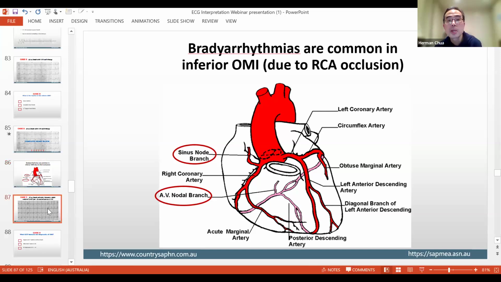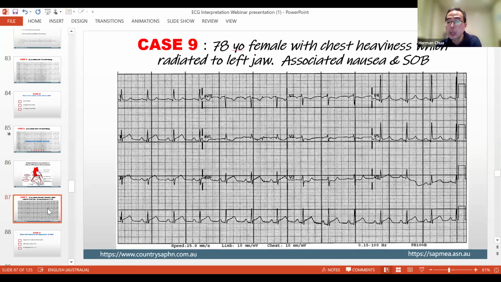All right, we're nearly there, guys. The next one is a 78-year-old with chest heaviness that radiates to the left jaw, so very ischemic sounding, with nausea and shortness of breath. So what do you reckon? Let's have the poll. Thanks.